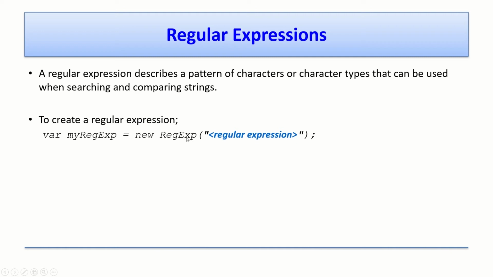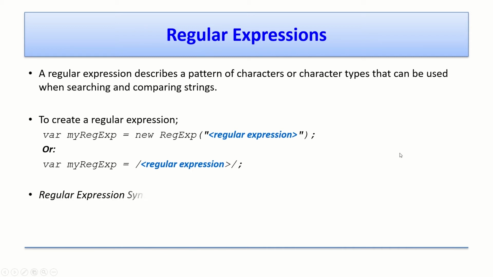So to create a regular expression, we can use the new RegExp statement. You can define a variable with var and then the variable name, then create an object from RegExp. This is the regular expression method, an inbuilt object in JavaScript. Or you can use var regular expression, and define the regular expression within two forward slashes. So here we can define the regular expression, right?